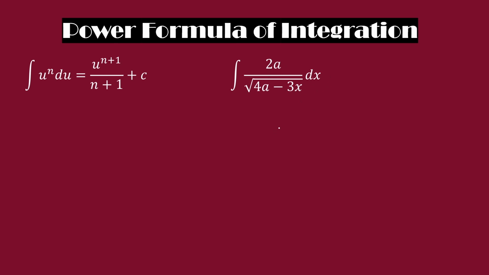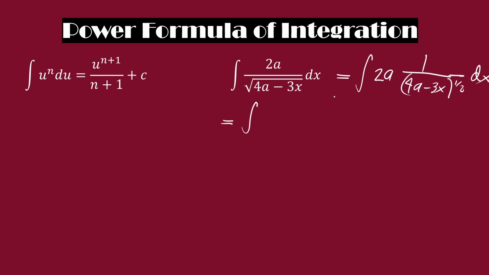So to apply the power formula here, first you have to rewrite this function. This is equal to the integral of 2a over the square root of 4a minus 3x. This can be rewritten as 1 over 4a minus 3x raised to 1 half, of course with the dx. You can rewrite it that way, and we can still manipulate that one.